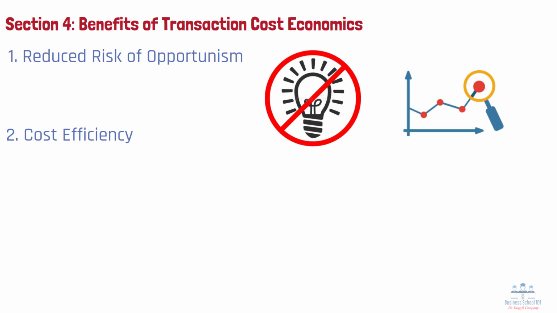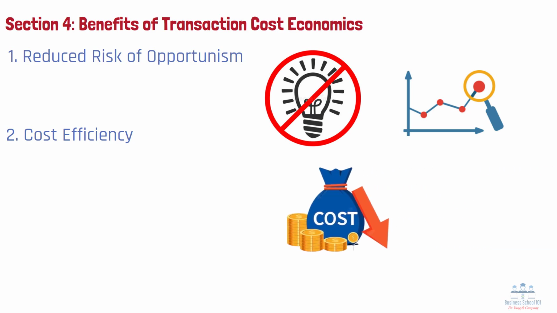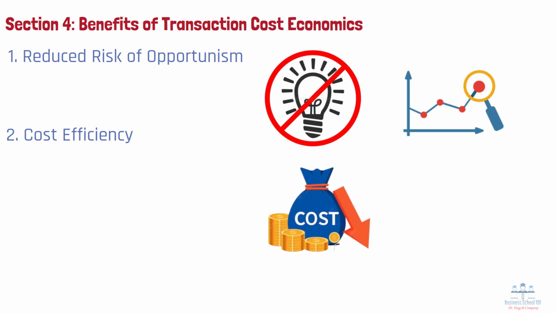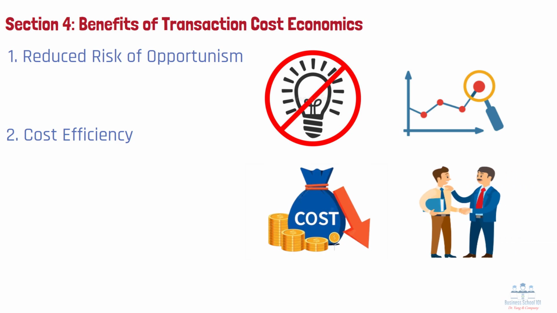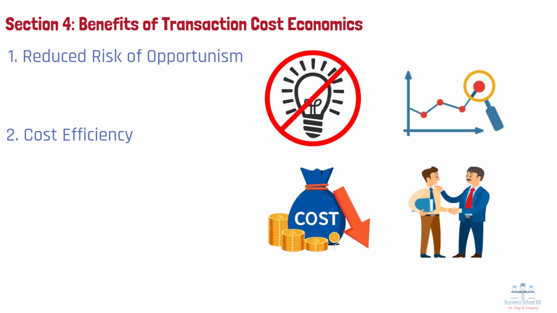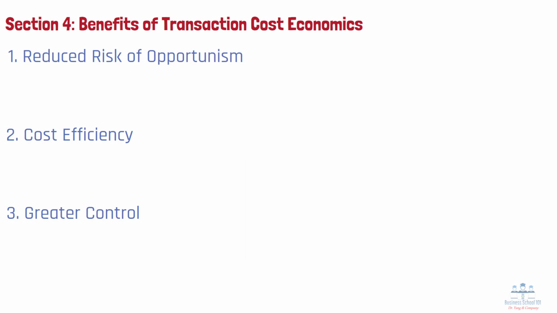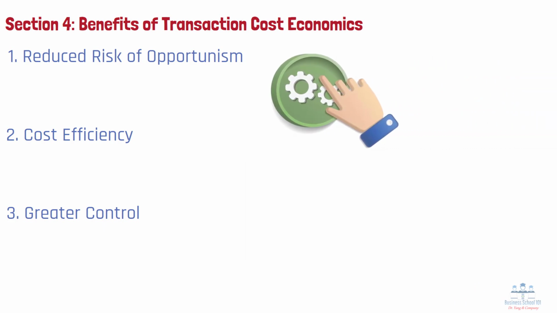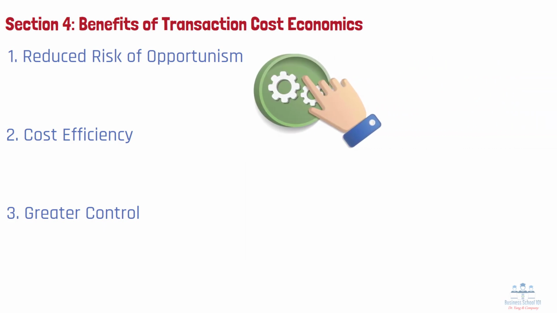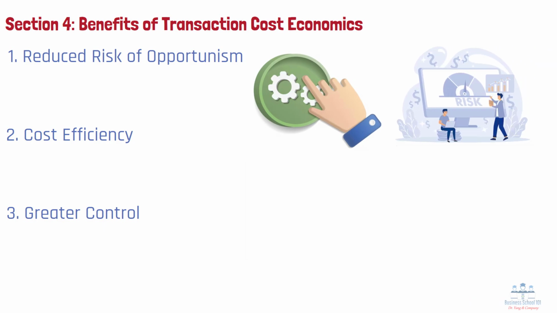Number 2. Cost efficiency. TCE helps businesses minimize hidden costs associated with managing contracts, quality control, and coordination with external suppliers, leading to better overall cost efficiency. Number 3. Greater control. By vertically integrating critical activities, companies gain more control over the quality, timing, and pricing of key inputs, reducing reliance on external parties and mitigating risks related to supply chain disruptions.